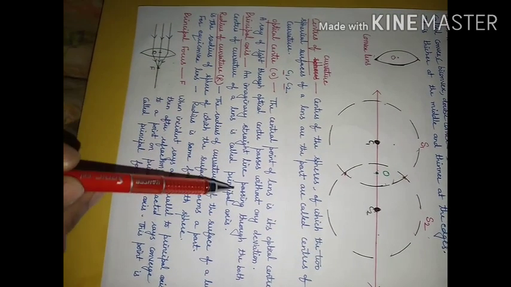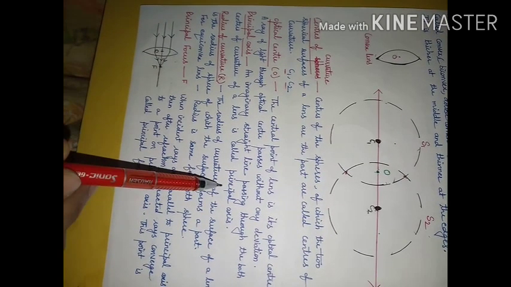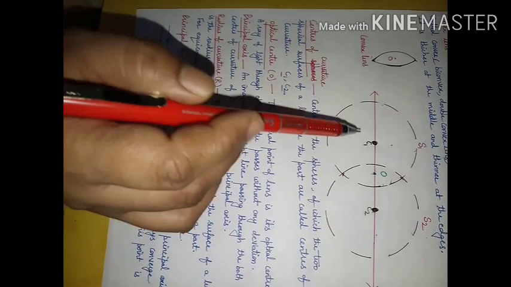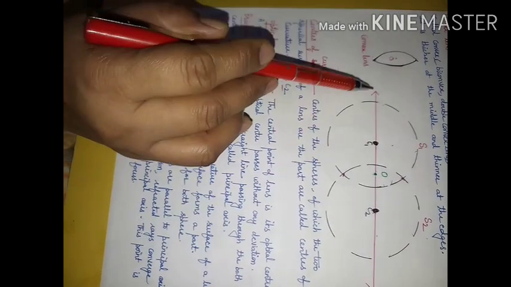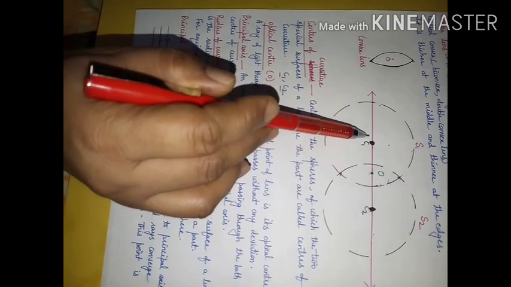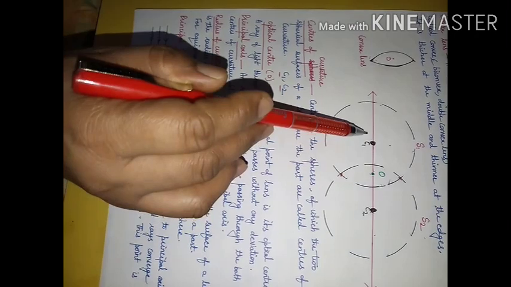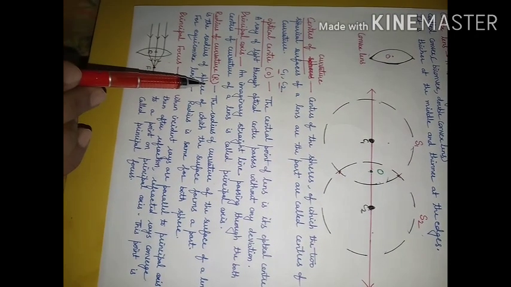An imaginary straight line passing through both the centers of curvature of a lens is called the principal axis. So this is the principal axis. These two are the centers of curvature. So the imaginary straight line that is passing through these two centers of curvature will be known as the principal axis.